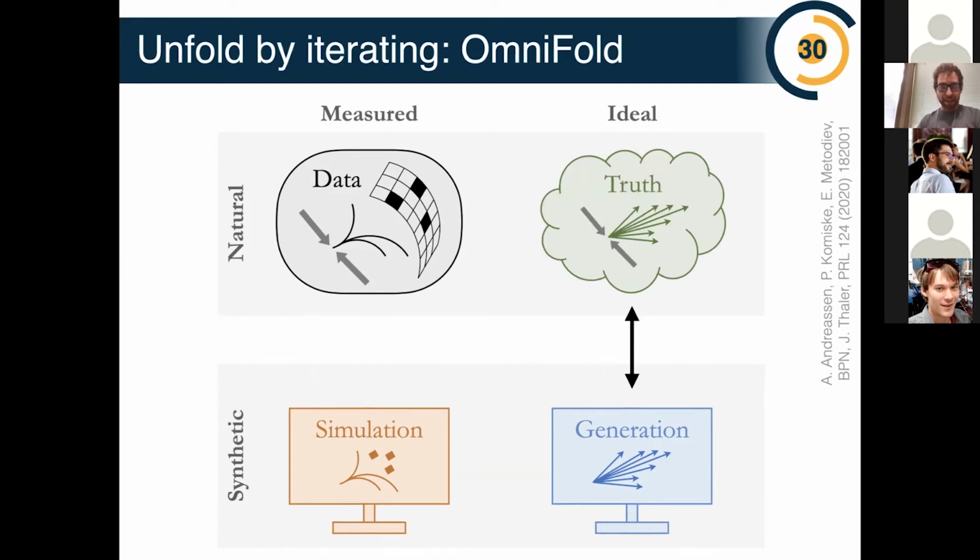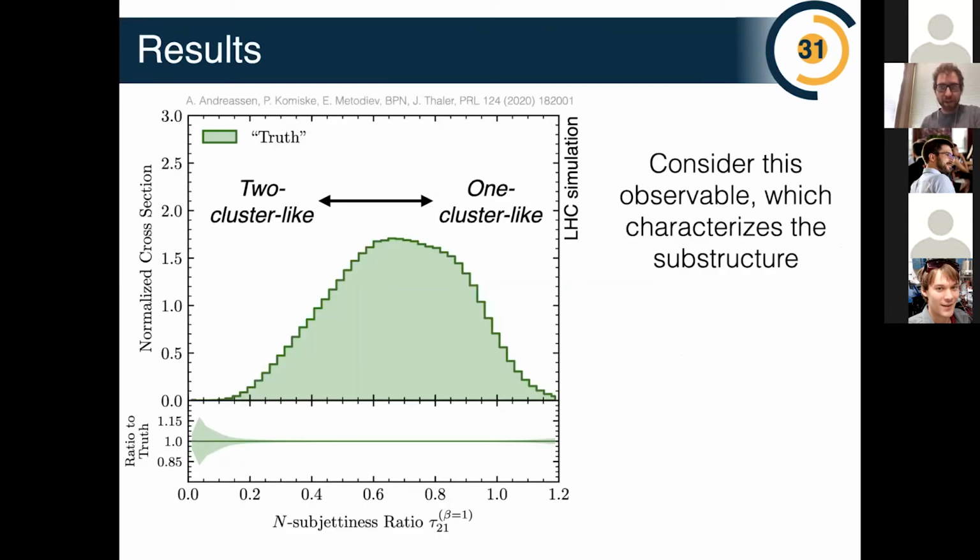All right. Now let me show how this works with plots. Once again, this is a collider simulation, so I have to pick one observable to show you how it works. Here's an observable called n-subjettiness. It doesn't matter so much what it is, but the point is that it characterizes how two-cluster-like or one-cluster-like an event is. If you're on the left, your event has two nodes of energy, whereas if you're on the right, you have one node of energy. We have two simulations: one will be called the truth, one will be called data. The green is the truth.